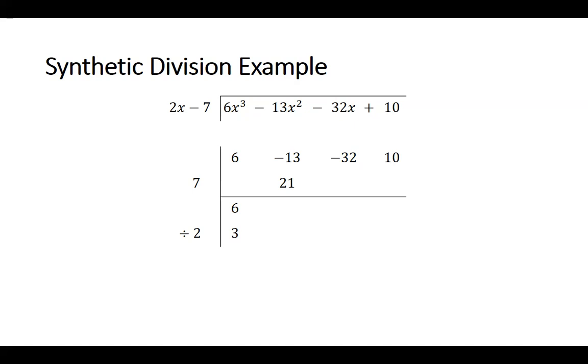Now we're going to add negative 13 and 21, which gives us positive 8. Positive 8 divided by 2 is 4. 4 times 7 is 28. Negative 32 plus 28 gives us negative 4. Negative 4 divided by 2 is negative 2. Negative 2 times 7 is negative 14. 10 plus negative 14 gives you negative 4.